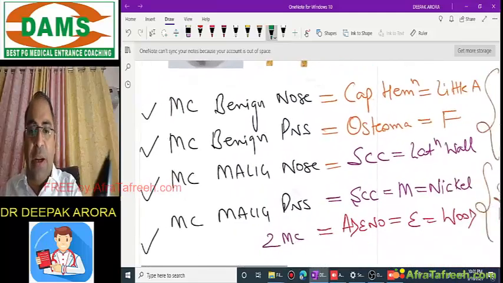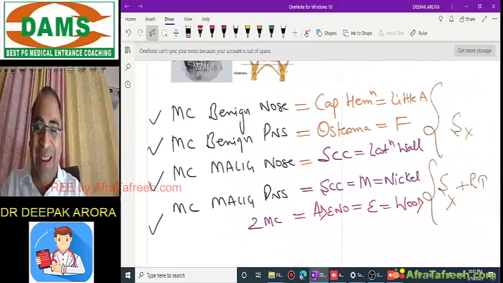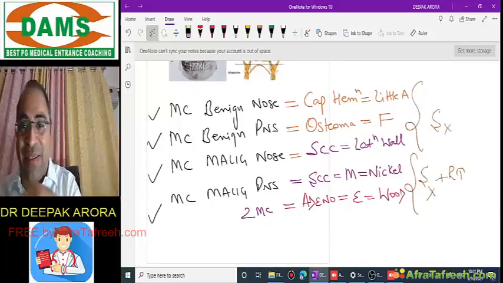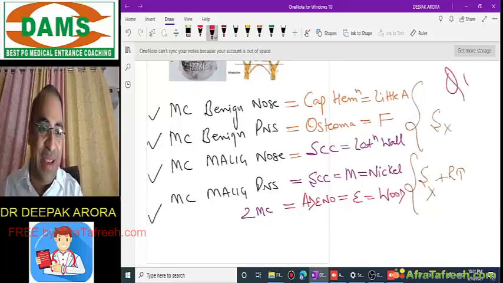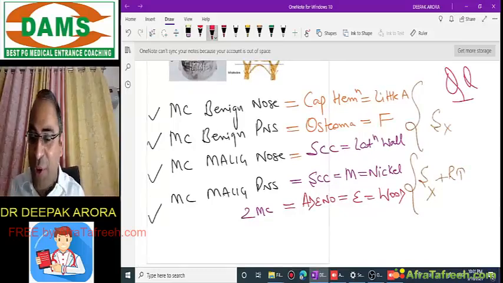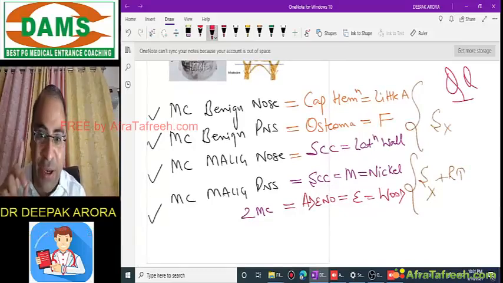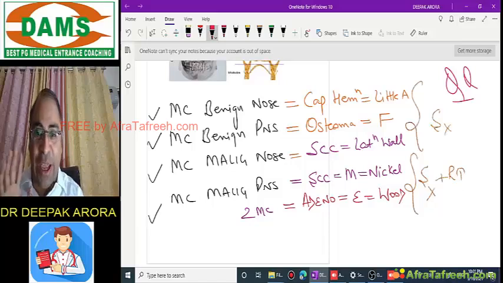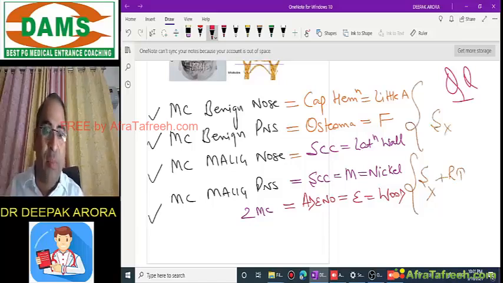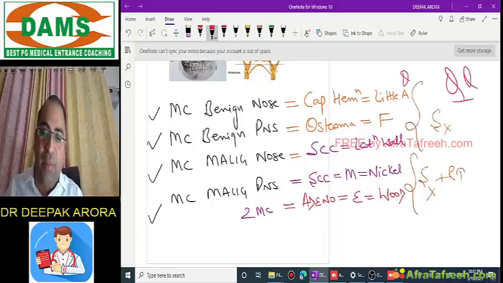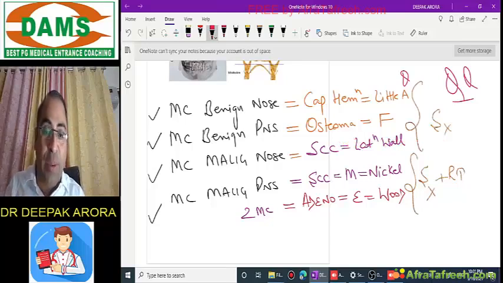4 important points, beta. Any student who has not revised ENT, just remember, 1 MCQ I am giving to you. Out of 4 concepts, 1 will be in your examination on 18th April. Most common benign tumor of nose, capillary hemangioma. Most common site, sir, Little's area. Most common benign tumor of paranasal sinus, sir, osteoma, on frontal sinus. Most common malignancy of nose, squamous cell carcinoma. Which site? Lateral wall of the nose.